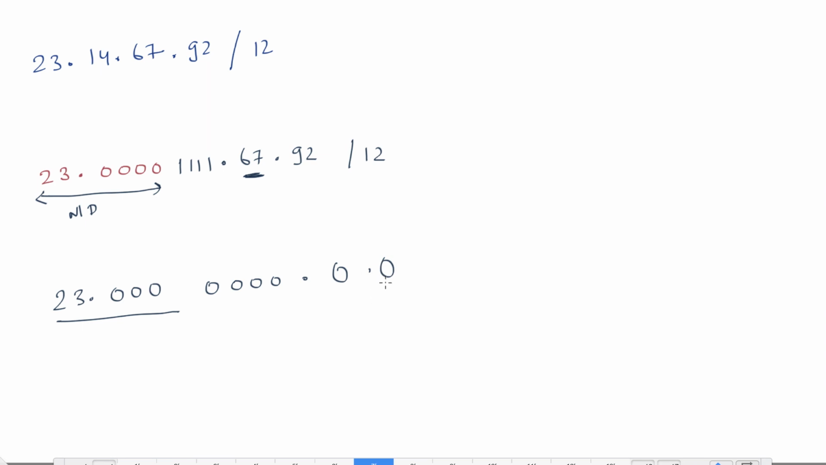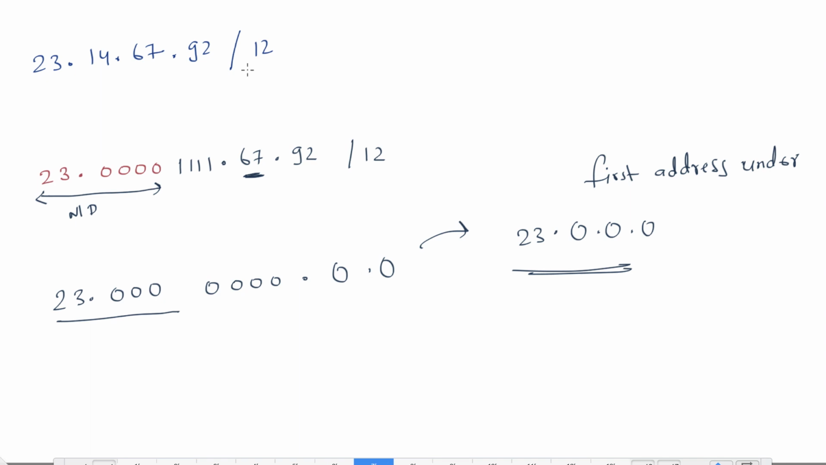If I write everything in decimal, it will be 23.0.0.0. This is the first address possible under this network. So basically this 67, 92 are irrelevant. It doesn't matter what you write, 67, 92, anything you can write, because anyway you are going to change them, these bits are changeable. You can change them from 0 0 0 0 to 1 1 1 1, right? So this is the first address possible.